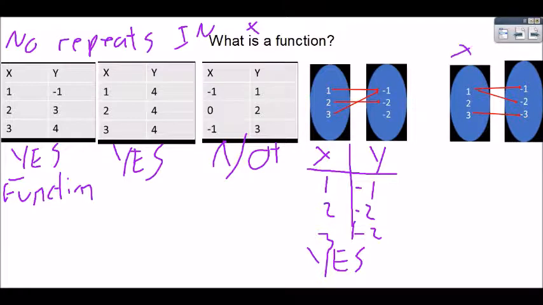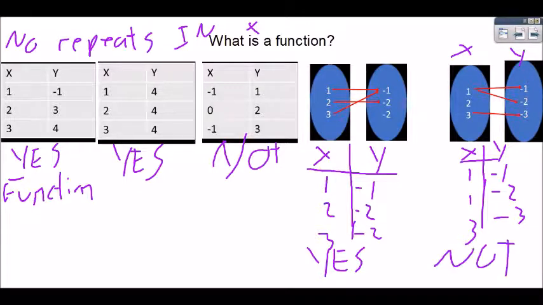Again, this means x, this means y, and then putting this in a table form, it means I would have 1 at negative 1 and 1 also at negative 2 because it goes to both locations, and then 3 at negative 3. I have a repeat in x with this 1 because it goes to 2 different locations, so this is not a function.